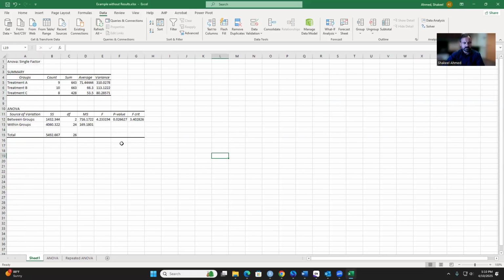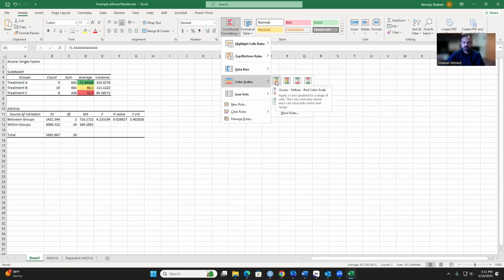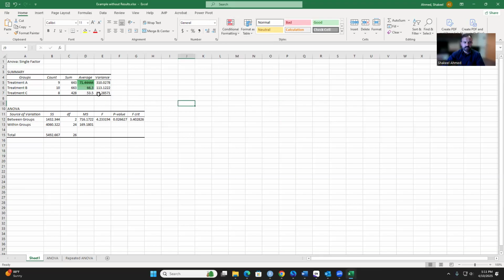So we got the results, and the F statistic is 4.23, and the critical F value is 3.4. So we reject our null hypothesis, and the three means are not equal. Now we will check which two means are not equal, and which are equal. We can see the averages here. I'm selecting them to color them from the smallest to the largest. Here is the coloring. This is the smallest, this is the second smallest, and this is the largest.